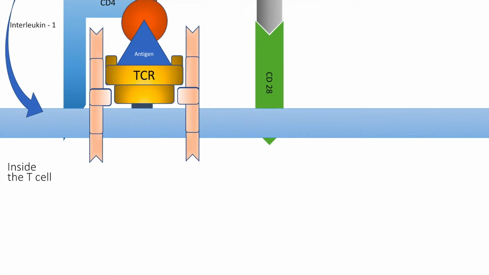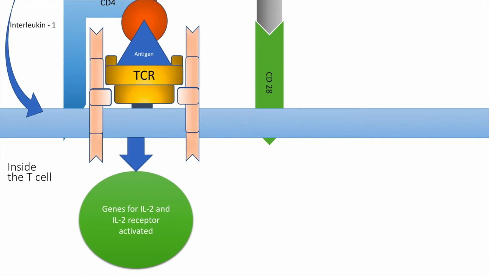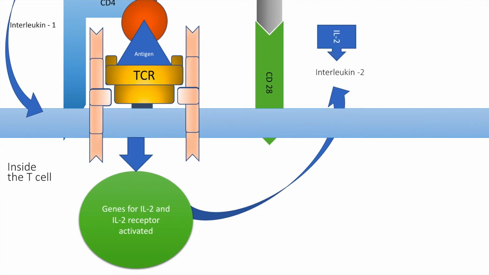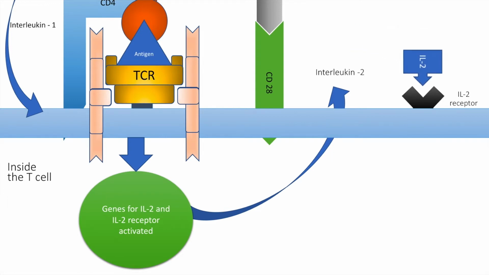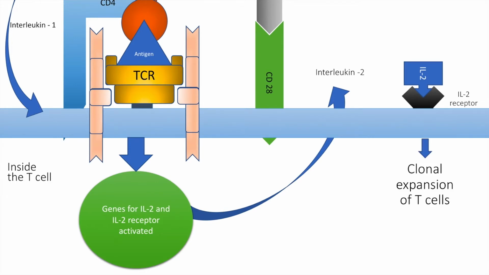We'll now move inside the surface of the T cell. Once the macrophage along with MHC and antigen bind to the T cell receptor, genes for interleukin-2 and interleukin-2 receptor are activated. This results in the interleukin 2 molecule binding to the interleukin 2 receptor. This results in clonal expansion of T cells and subsequently expansion of B cells. This is the basic mechanism of expansion of T cells and B cells in recognition to an antigen.